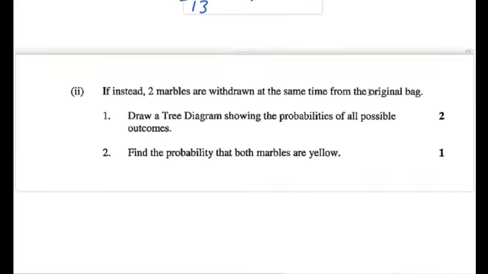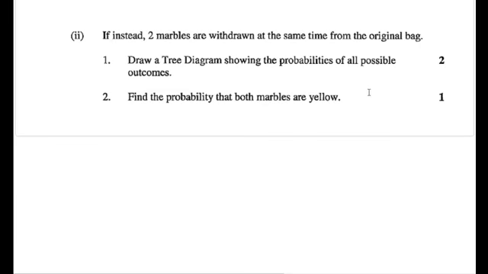Part 2. If instead 2 marbles are withdrawn at the same time from the original bag, draw a tree diagram showing the probabilities of all possible outcomes. Alright, you've got two options. You can either draw out a blue marble or a yellow marble. The second time round, again, you can draw out a blue or a yellow.